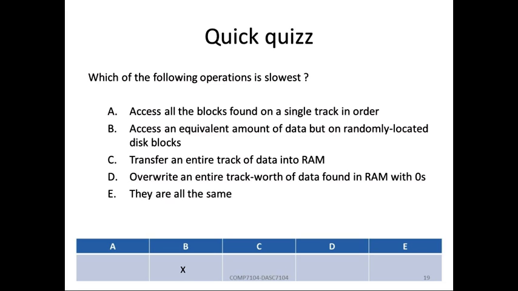B, of course, is the right answer here. Accessing an equivalent amount of data but on randomly located disk blocks simply means that for each block, we will need to do a mechanical movement. We'll need to move the arm inwards or outwards in order to place the reading head on the right track, and then on the right sector by spinning the platter and so on. And this will take time.